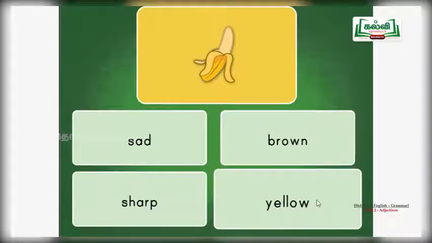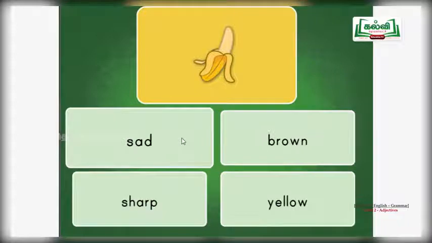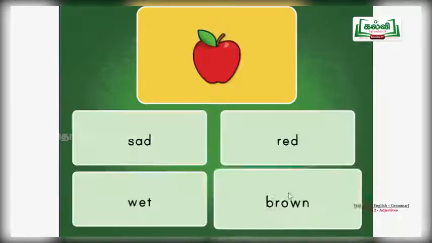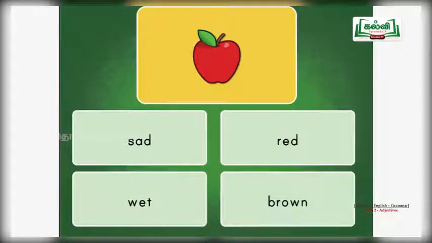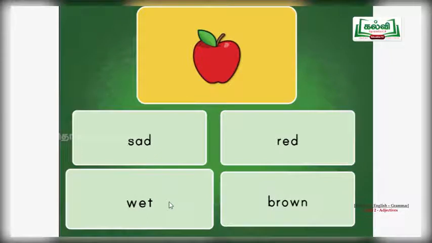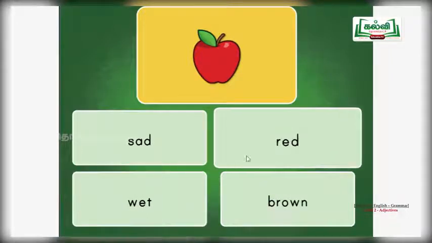Which adjective best describes the picture? Brown, yellow, sharp, sad. What is the answer? What is the color of a banana? Yes, it is yellow. Shall we click yellow now? Yellow. Which adjective best describes the picture? Is it sad, red, wet or brown? Shall we check? And so the answer is red. Shall we click this?